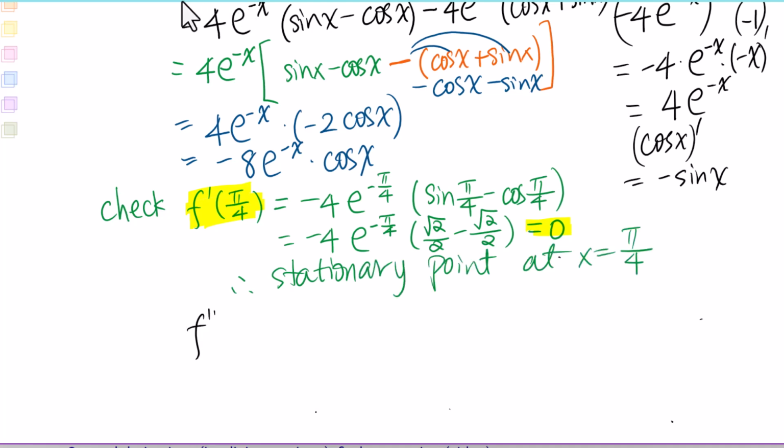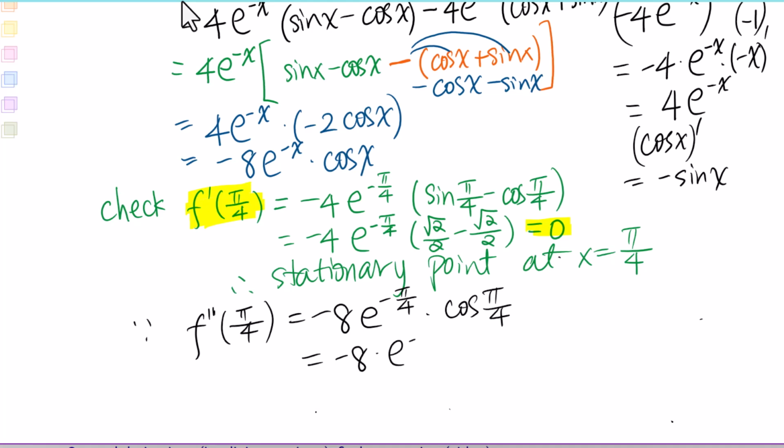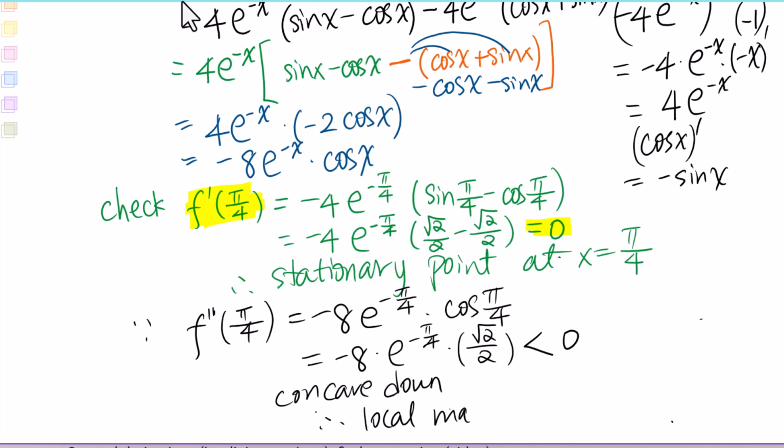Then we will use the second derivative. f double prime of pi over 4 equals negative 8 e to the power of negative pi over 4 times cosine pi over 4, equals negative 8 times e to the negative pi over 4 power times square root of 2 over 2, which is less than 0. Concave down. So local maximum at x equals pi over 4.